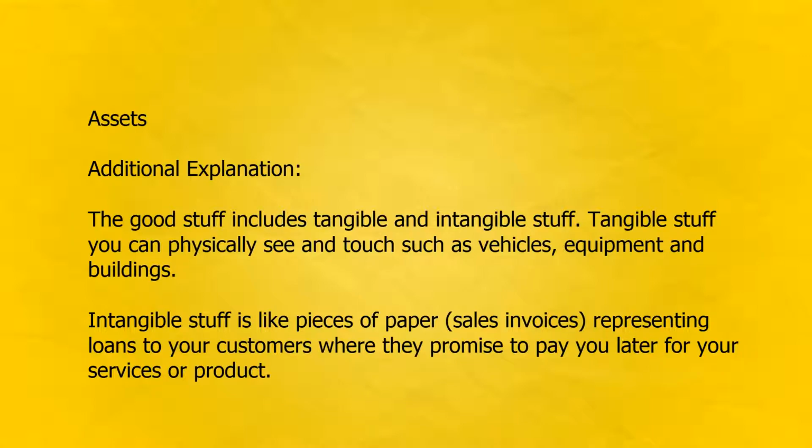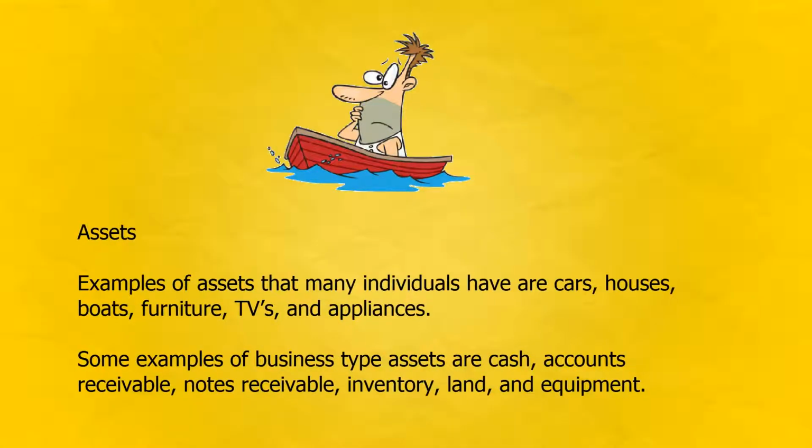Tangible stuff you can physically see and touch, such as vehicles, equipment, and buildings. Intangible stuff is like pieces of paper, sales invoices representing loans to your customers where they promise to pay you later for your services or product. Assets. Examples of assets that many individuals have are cars, houses, boats, furniture, TVs, and appliances. Some examples of business-type assets are cash, accounts receivable, notes receivable, inventory, land, and equipment.